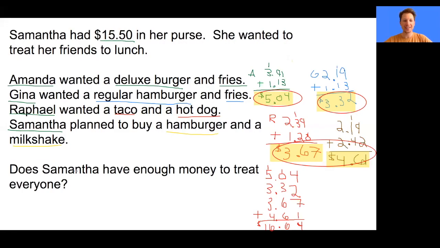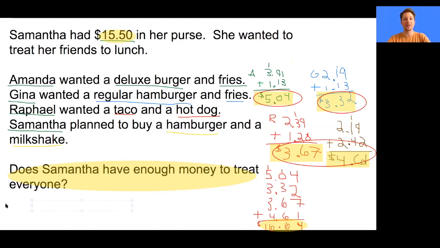All right, so the question says, does Samantha have enough money to treat everyone? So everyone, look here, I got an answer, although I didn't yet really answer the question, right? So I have $16.64. What is that? That is the total of the 4 friends, the amount of money that is needed to buy all the things that they want. However, does Samantha have $16.64? No. How much does she have? She has $15.50.